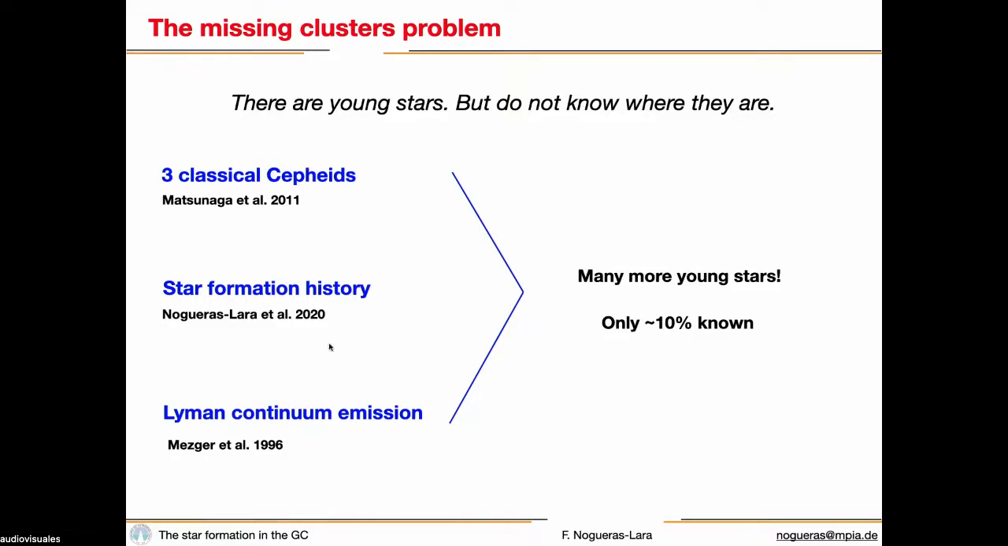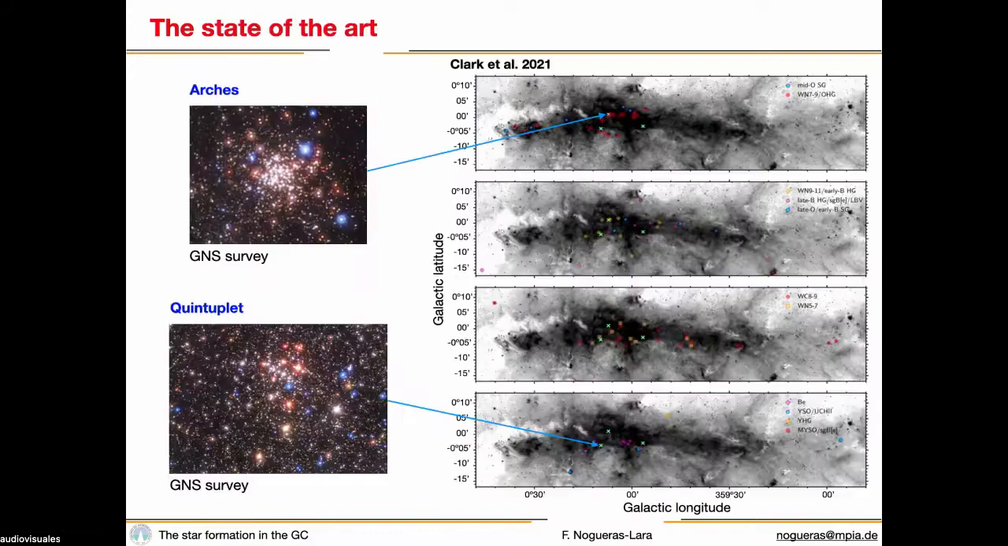We also have the star formation history, the one I showed you before, and you saw that we have some star formation, some recent star formation. And then we also have the Lyman continuum emission there. So in principle, when we combine this, it means that we are going to have many more young stars. And currently, we only know about 10% of the total mass of young stars that we expect in the galactic center. So this is the state of the art of the situation.